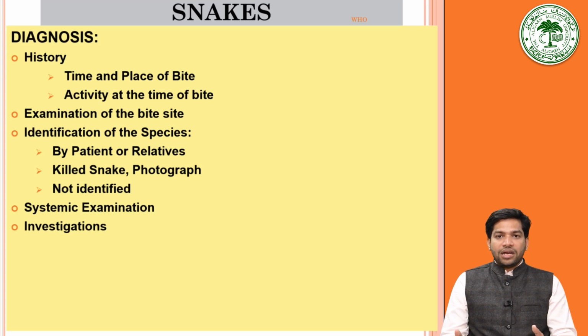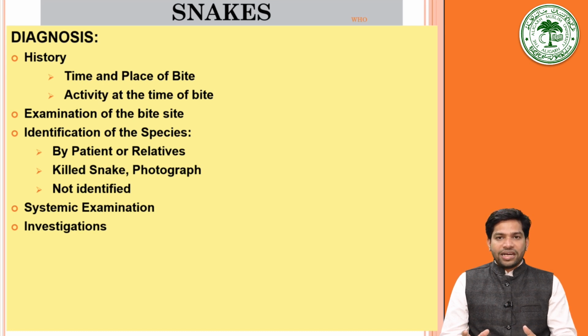Then you must try to find the type of species that has caused this bite. The patient or relative may directly identify the snake, or a killed snake or its photograph may be brought by the patient or his relatives. So in this way it is very clear that this particular bite has occurred because of this snake, and you can plan appropriately.